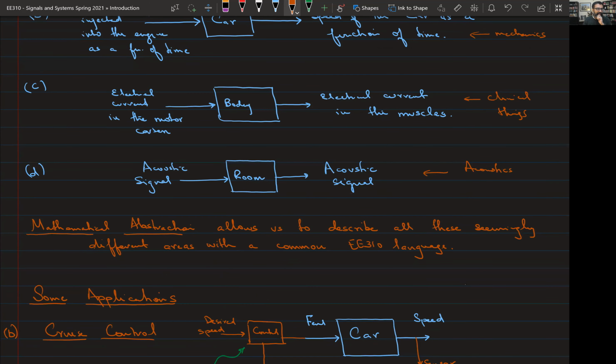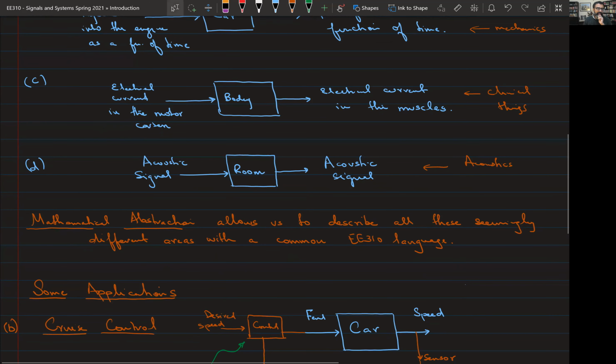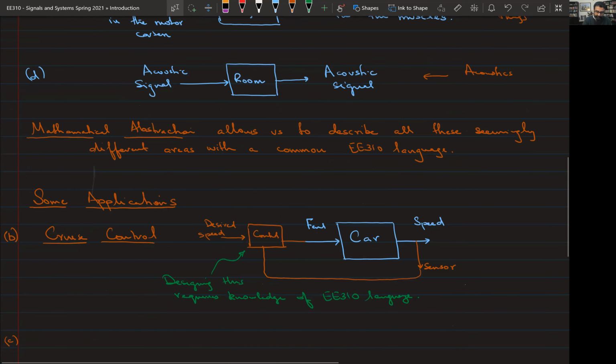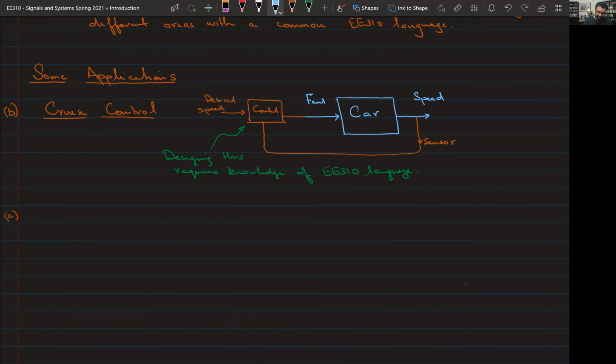If you somehow know the relationship between the electrical current in the muscles and the electrical current in the motor cortex, like any ideas of what you can do? I mean, let's try to think of some applications here. So you have the human body, right?